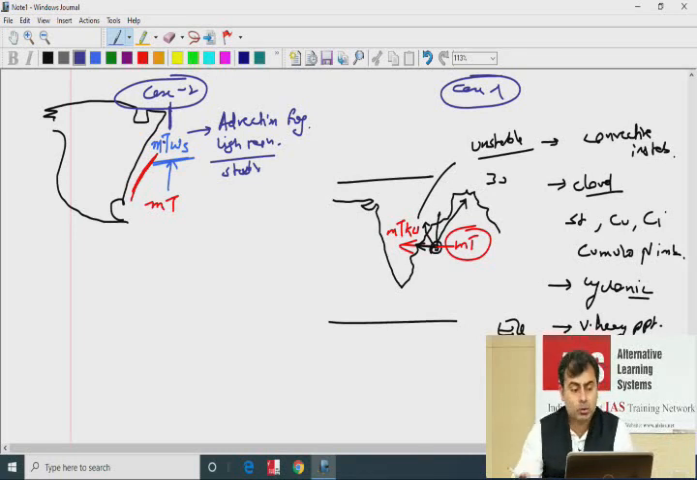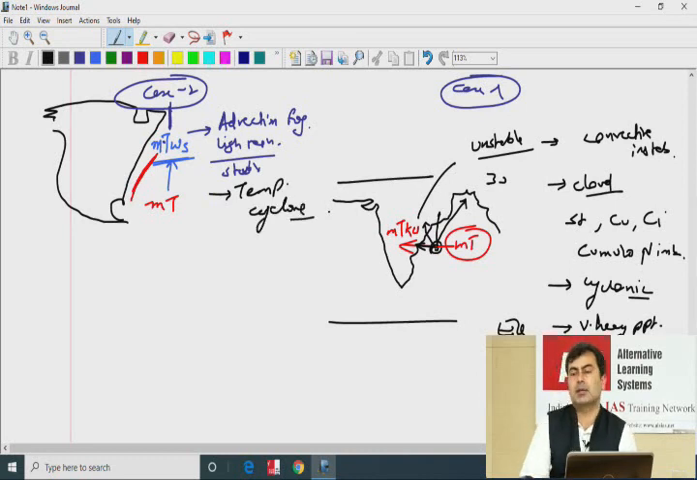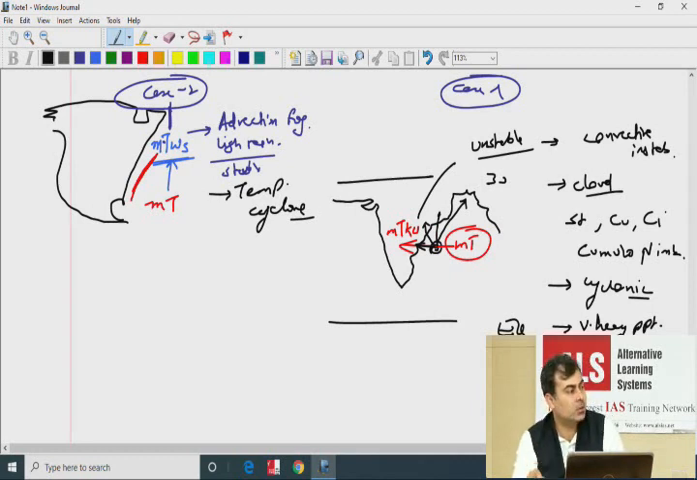And I also want to tell you, if the rain is happening, rain will happen on account of a temperate cyclone. Temperate cyclones are created where the two air masses mix. And if you are worried, I don't know temperate cyclone, I will tell you.